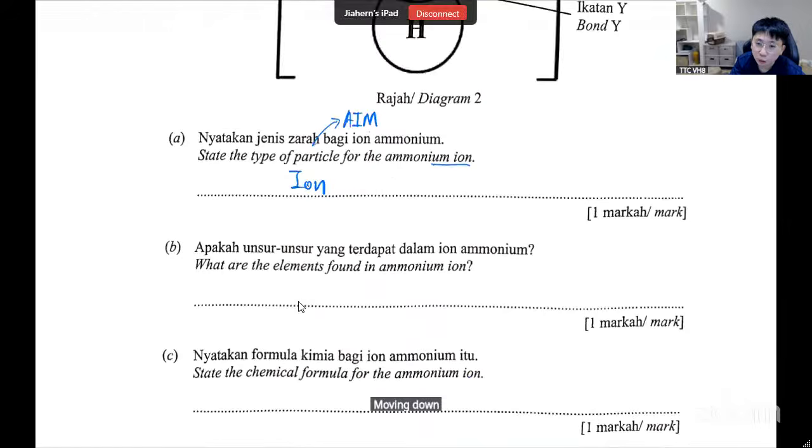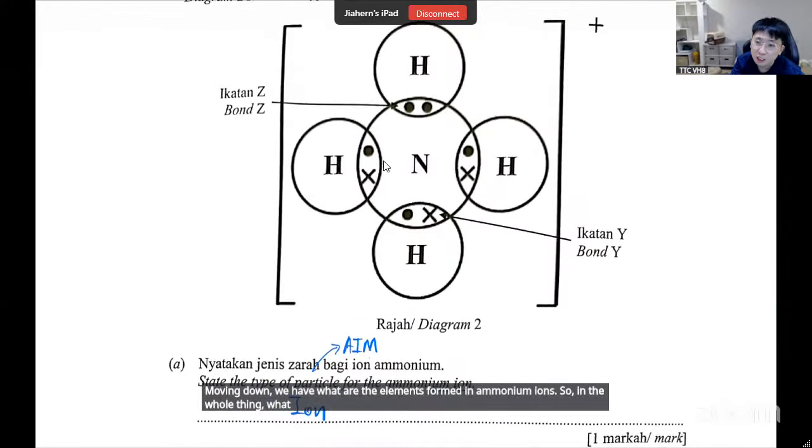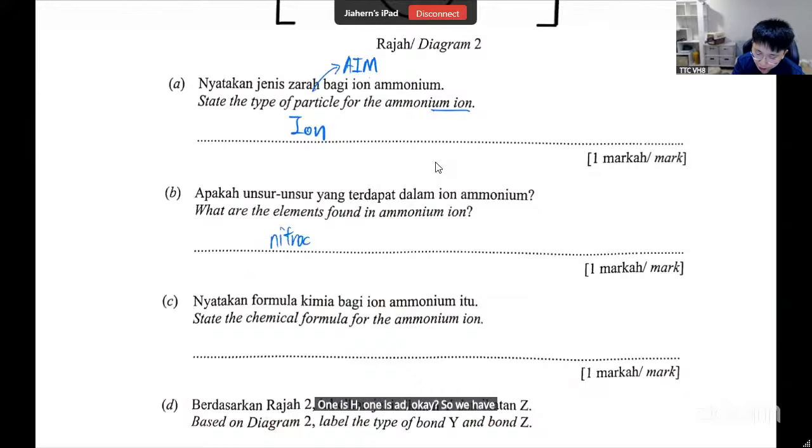So moving down, we have what are the elements found in ammonium ion? So in the whole thing, what are the two elements? One is H, one is N. So we have nitrogen and hydrogen.